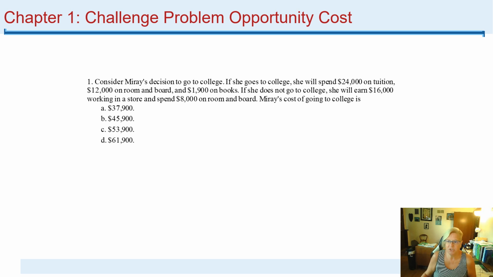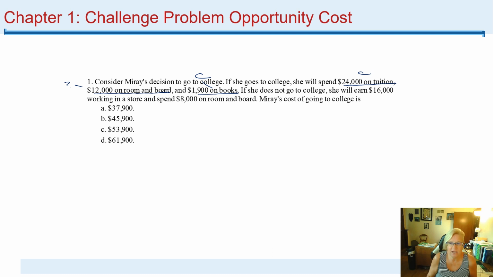Considering going to college, she will spend $24,000 on tuition. That's definitely a cost. $12,000 on room and board. That may or may not be a cost, depending on if it's the same, so we're going to put a question mark there. $1,900 on books. Yes, because she wouldn't need those books if she stayed home. So that's also a cost.